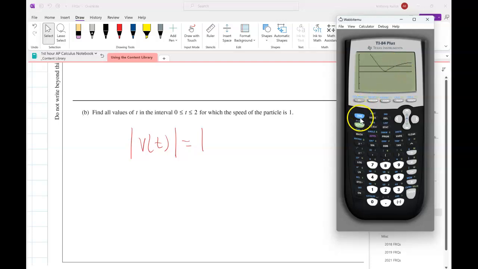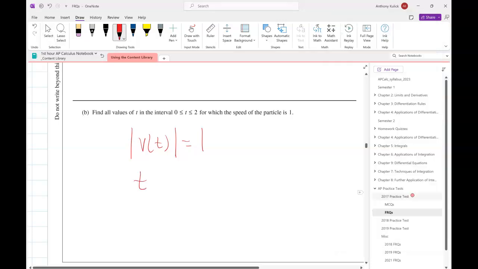There are my 2 answers. So second, trace, intersect, enter, enter, enter. That gave me 1.4, so that's one of them. Second, trace, intersect, enter, enter, and now I have to guess near the other one. And it's 0.77. That's 1 point, and that would be the second point. That was a 2-point question.